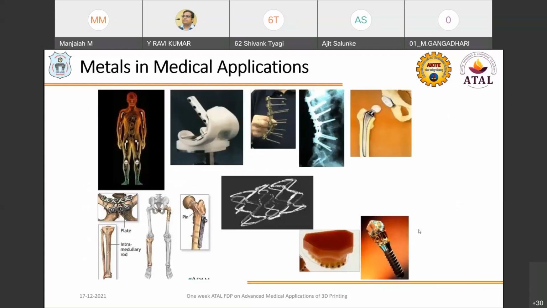You can see the metals in medical applications; some application examples are shown here. You can see the knee implant as well as the spinal vertebrae. If the spine is fractured or tilted, it can be adjusted with clamping and with screws and studs.